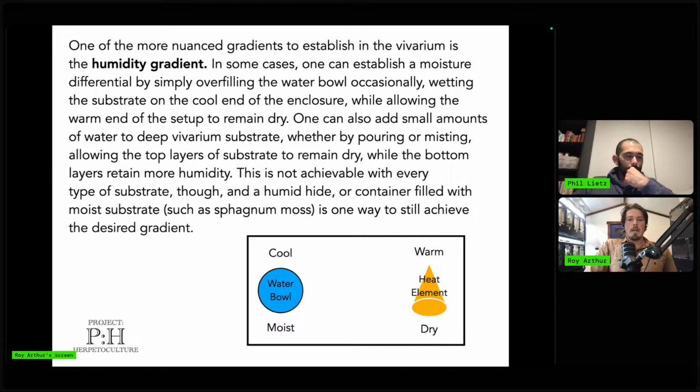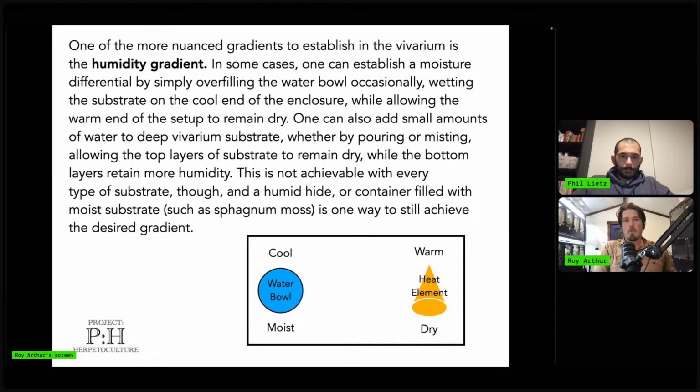Again, like I said, with that tricolor hognose that I was showing earlier, or the Xenodon dorbignii, the South American hognose, which was also pictured earlier in the presentation, the way that I achieve their humidity gradient is I just overfill their water bowls when I go to replace the water every day. I just let it spill over a little bit, and that allows the substrate underneath their water bowls to stay nice and moist.